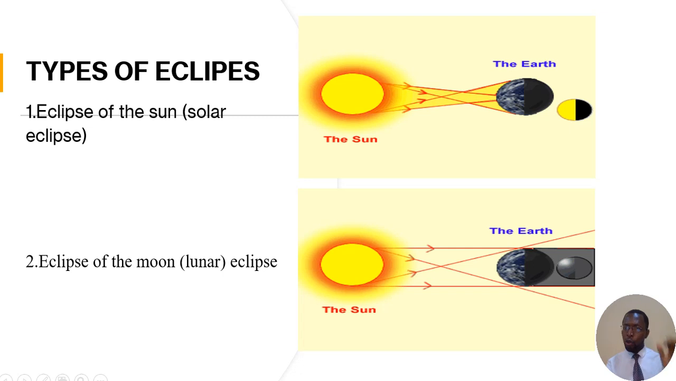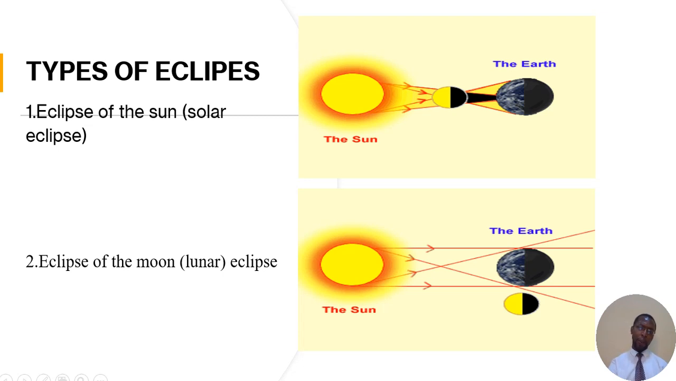Get it now? So the eclipse of the sun occurs when the moon is between the sun and the earth, and then the moon casts its shadow on the earth. That is when we say eclipse of the sun has occurred. Can you see now that place there, the shadow being cast on the earth?